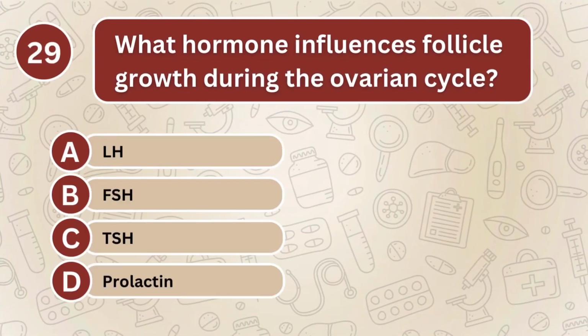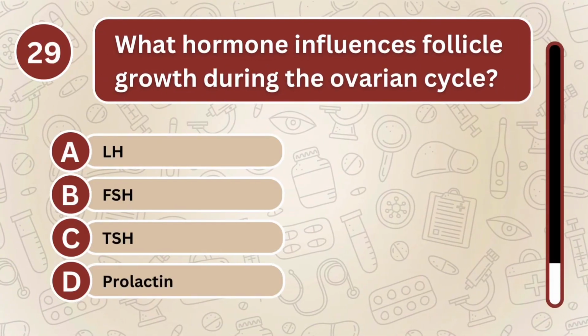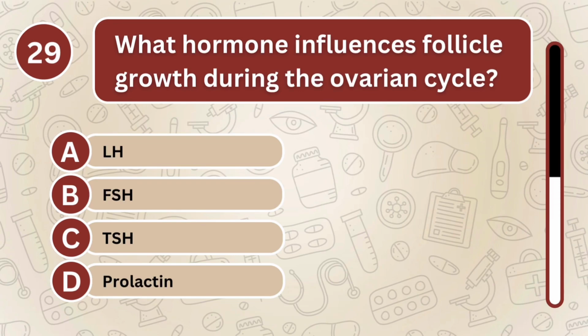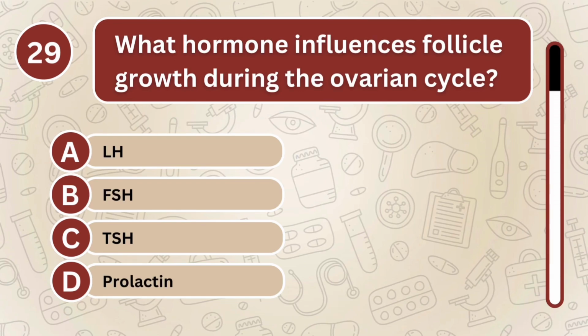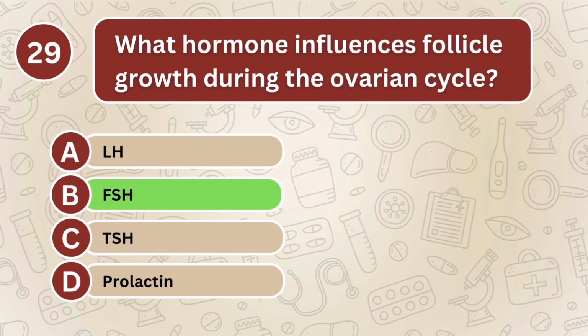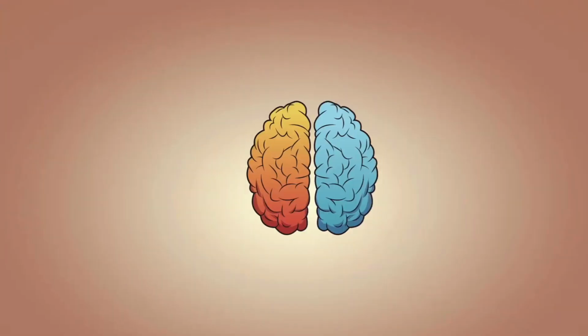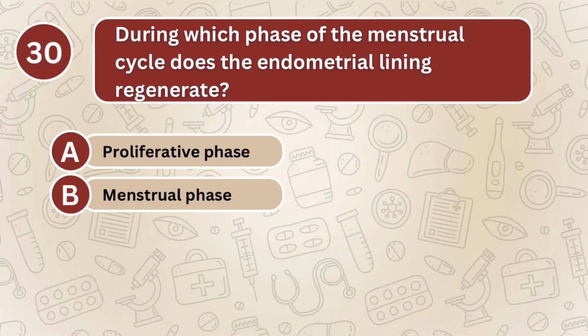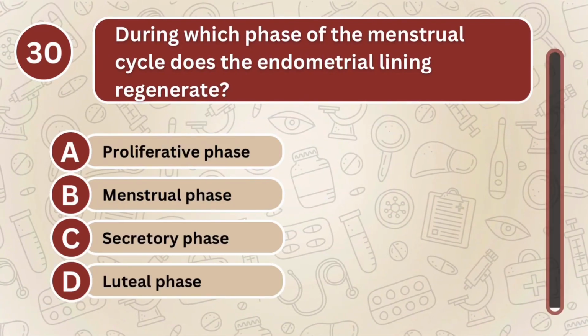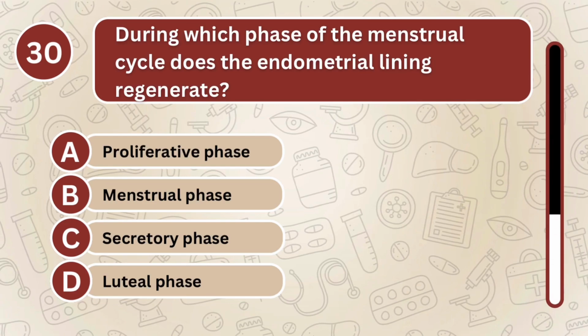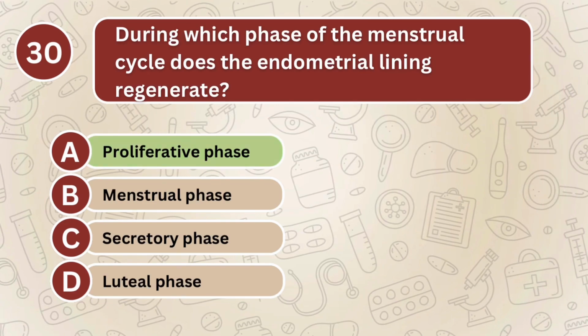What hormone influences follicle growth during the ovarian cycle? It's B. FSH. During which phase of the menstrual cycle does the endometrial lining regenerate? Correct answer is A. Proliferative phase.